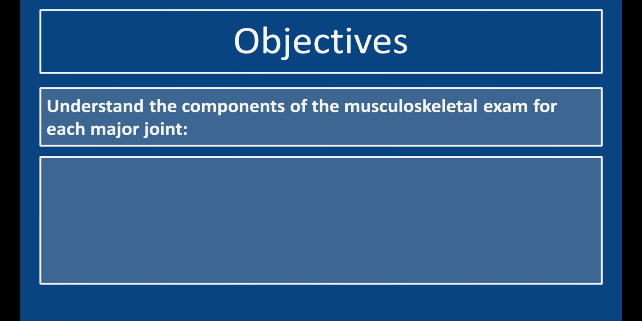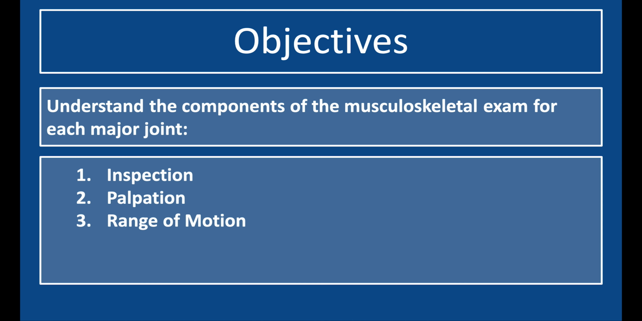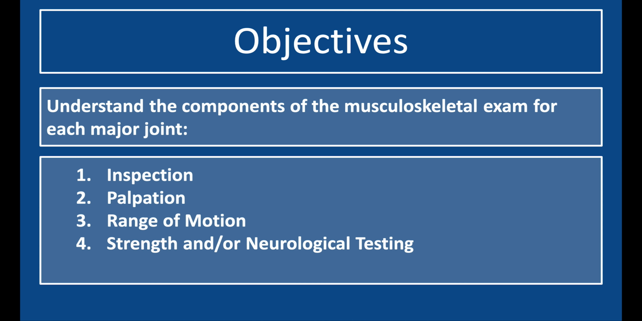The objective of this video series is to demonstrate physical exam techniques that will aid in the comprehensive evaluation of the musculoskeletal joints of the body. A consistent approach should be taken of evaluating any joint and should include inspection, palpation, range of motion, strength or neurological testing. Additionally, in some situations, special tests may provide helpful information and should be performed as indicated.